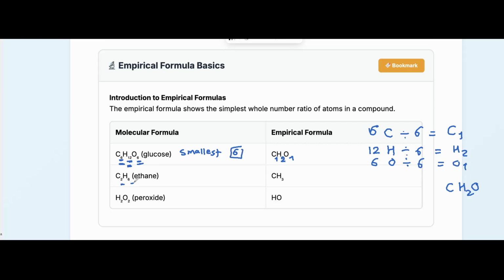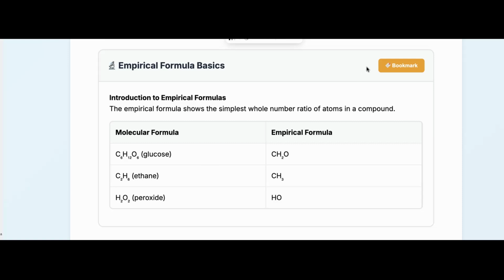C2H6, what is the smallest number? It's 2. So divide by 2. 2 divided by 2 is 1, so I have one atom here, and 6 divided by 2 is 3, so I have 3 atoms here. H2O2, the number is 2. 2 divided by 2 is 1, and 2 divided by 2 is 1 again, so I have hydrogen 1 and oxygen 1. So let's bookmark this as well.